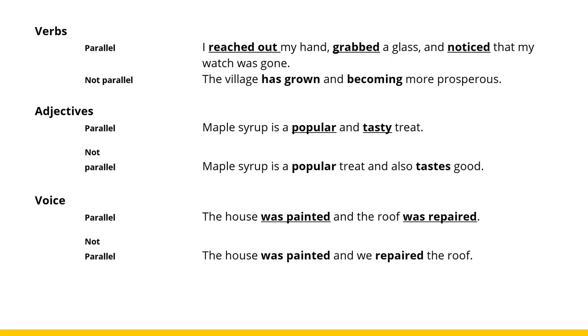For the passive voice, it actually goes the same. The house was painted, the roof was repaired: that is a parallel sentence. A non-parallel sentence would sound like this: the house was painted and we repaired the roof. As you see, was painted is in the passive voice, and repaired is just a past simple tense. So when you are writing your essay, you have to be very careful with your parallel structure, and double check and revise your essay carefully.